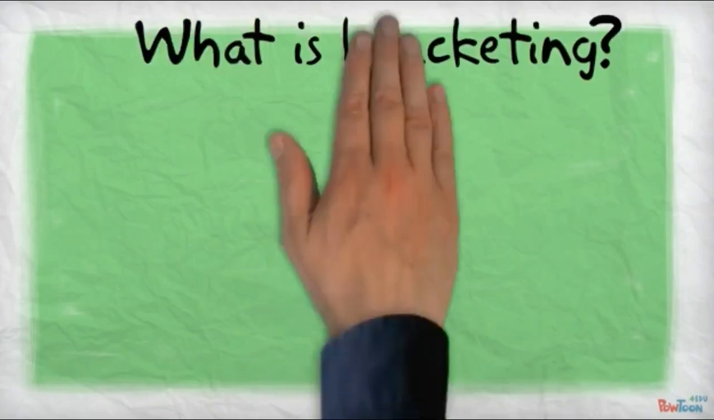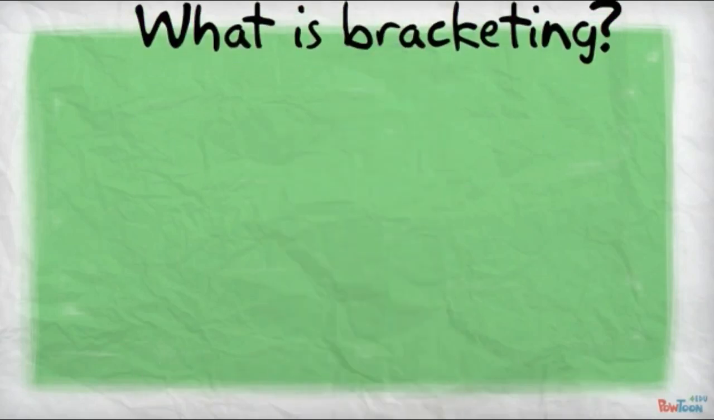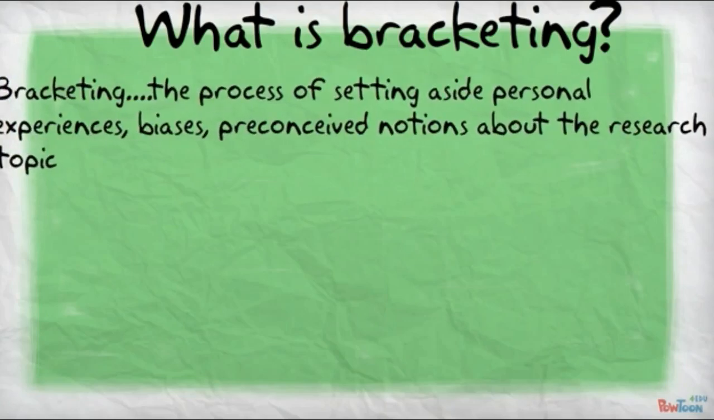So what is bracketing? Well, reflexivity is an ability to evaluate oneself. Bracketing is the actual process of setting aside one's own experiences, biases, and preconceived notions about the research topic. Being reflexive and conducting bracketing is vital in qualitative research because we want to understand the views of the participants instead of manipulating their views and making their views fit into our own views.